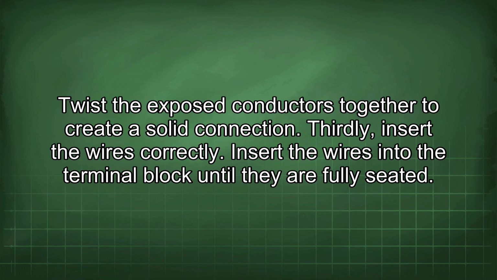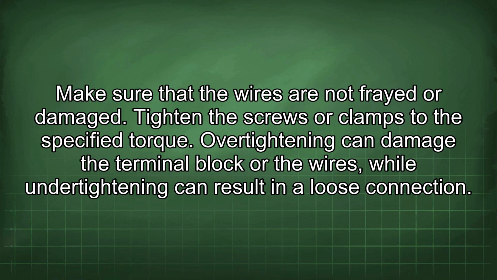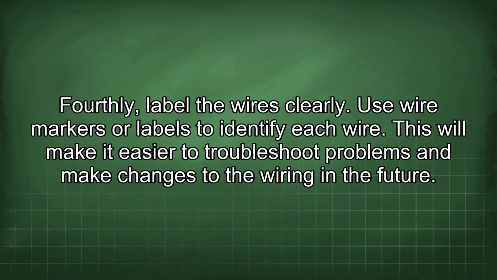Thirdly, insert the wires correctly. Insert the wires into the terminal block until they are fully seated. Make sure that the wires are not frayed or damaged. Tighten the screws or clamps to the specified torque. Over-tightening can damage the terminal block or the wires, while under-tightening can result in a loose connection. Fourthly, label the wires clearly. Use wire markers or labels to identify each wire.